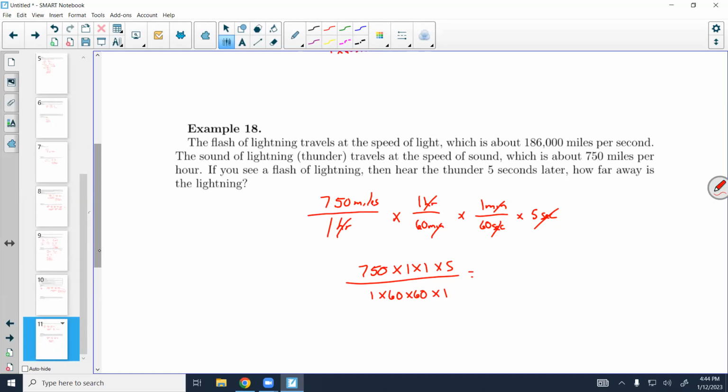So we have 3,750 over 3,600. 3,750 divided by 3,600. Wait a minute. Oh, that's why. Hit the wrong button. 3,750 divided by 3,600, and we get 1.04 miles.